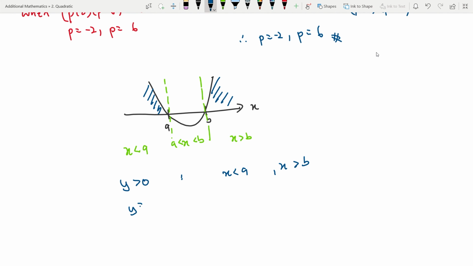When y is equal to 0, we have these 2 points, the x-intercepts. x is equal to A, x is equal to B. When y is less than 0, then the answer will be this part, the area below the x-axis. So the range of values of x will be x is between A and B.